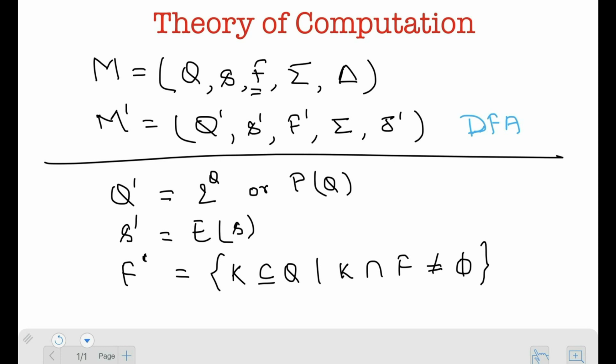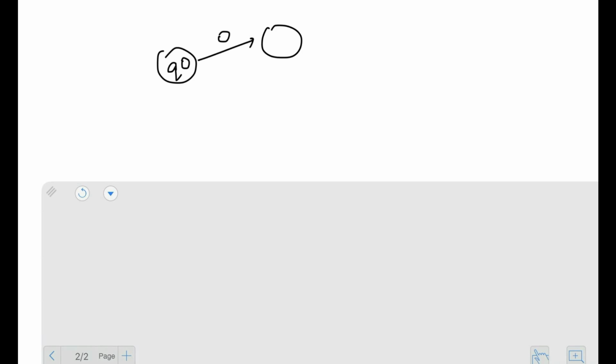Let's pause at this point and take a look at an example NFA, and then we can look at the transition function later. That's the only thing we are left with, because we've already said that sigma is going to remain the same, and we've defined all three of these. So we are just left with the transition function. Let's look at that later. First, let's take some NFA. Let's say I have an NFA with a start state Q0, which on 0 goes to Q1.